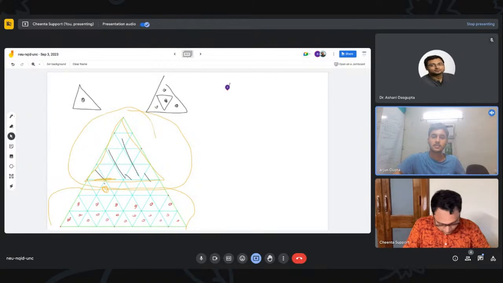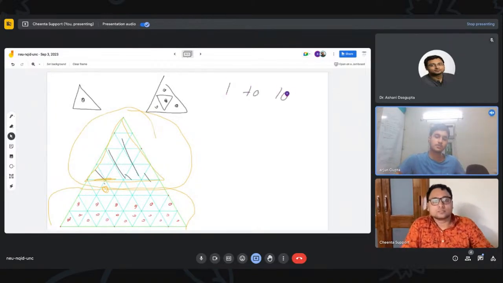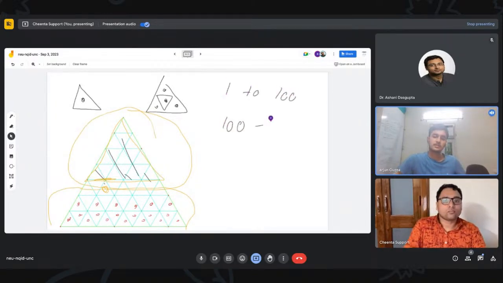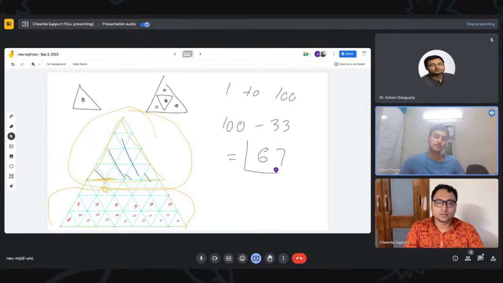So we were looking at numbers 1 to 100, and we know only multiples of 3 fail. So the answer is 100 minus 33, which is equal to 67. So the answer to question 28 is 67.